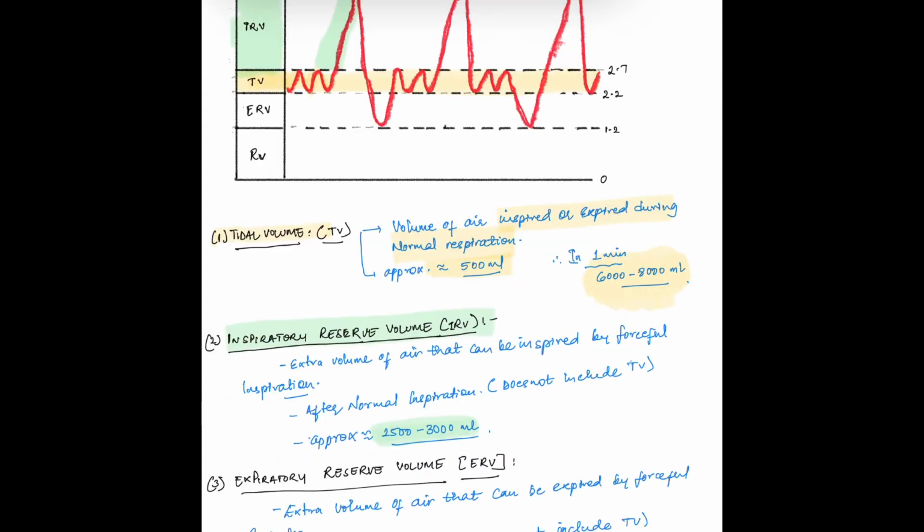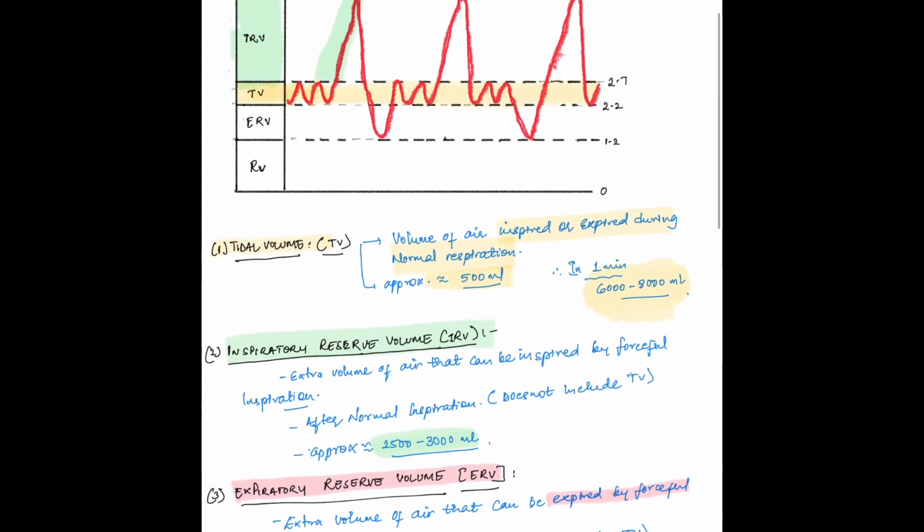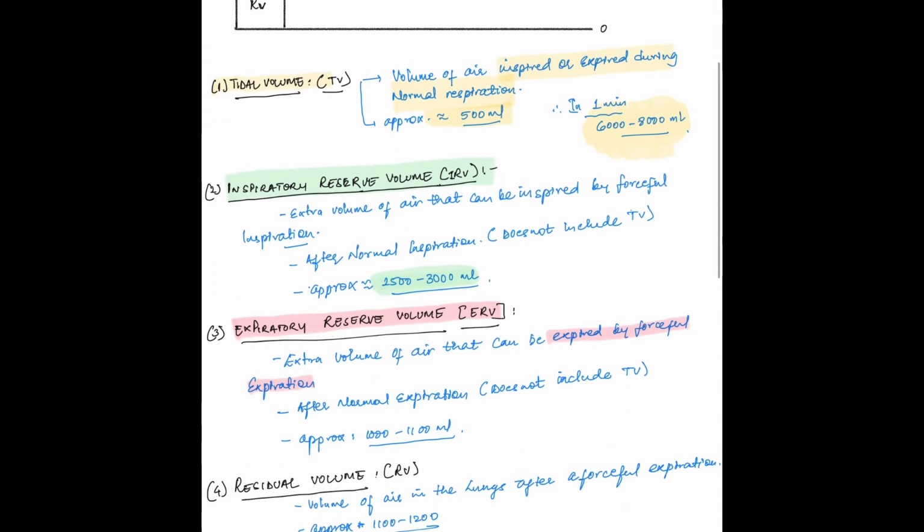The third volume is the expiratory reserve volume. It is the additional volume of air one can expire by forceful expiration. Again, let's do this together. Take a normal expiration. Now try to forcefully breathe out as much as you can. This is the expiratory reserve volume. It is indicated by the pink color in the diagram. You can see that it does not include tidal volume. In adults, it is about 1000 to 1100 ml.